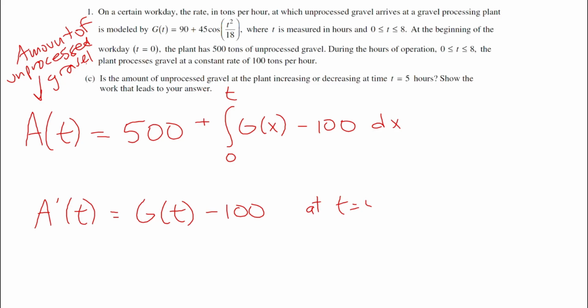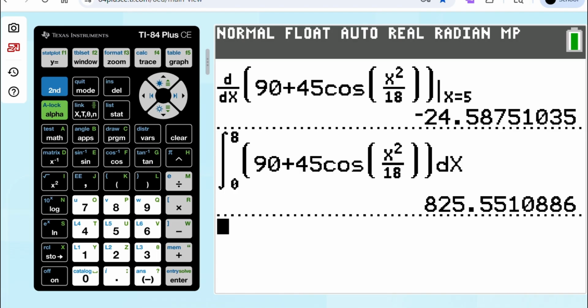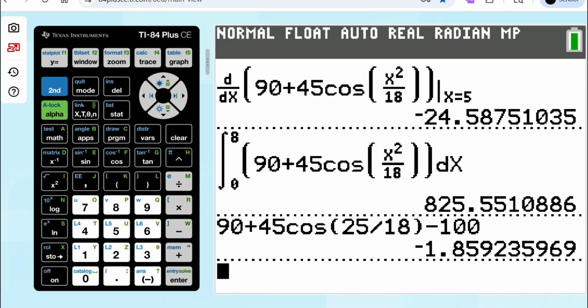So at t equals 5, we have g of 5 minus 100. And so we'll just take a look at g of 5 minus 100 in our calculator. So we had 90 plus 45 times the cosine of, if we're evaluating this at 5, that's going to be 25 over 18. And then we're subtracting 100 from that. And we end up with negative 1.859.